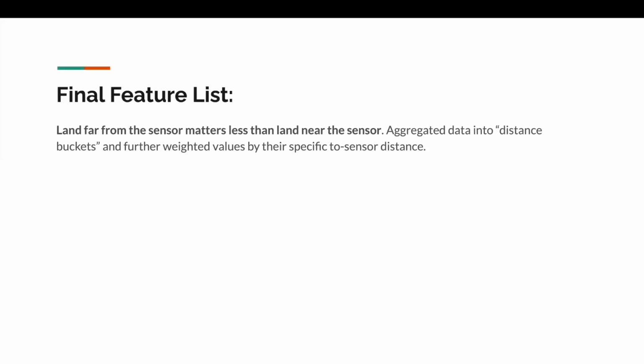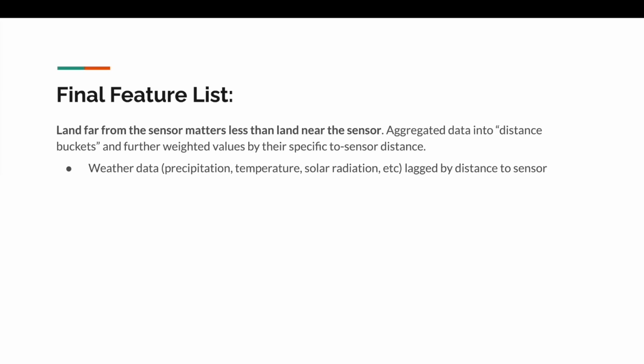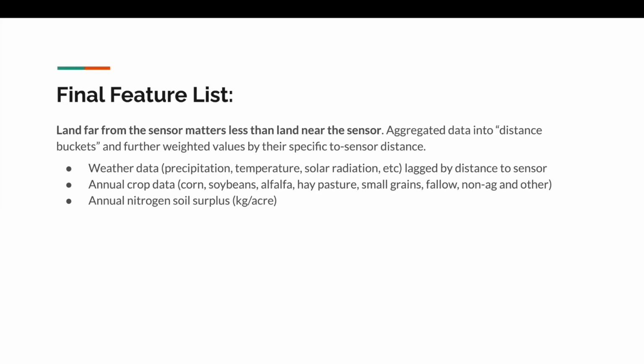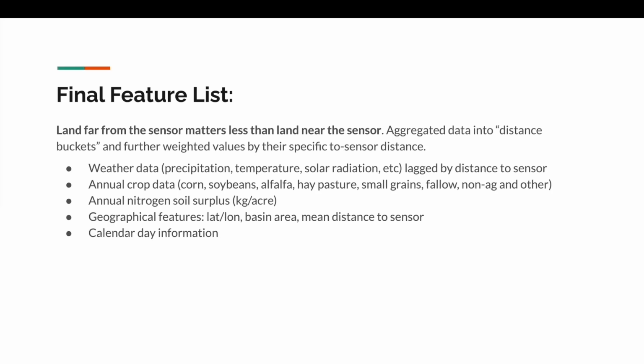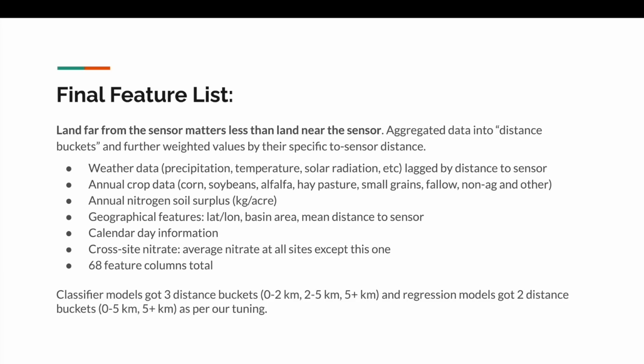Our finalized feature list consisted of daily weather data, stuff like precipitation, temperature, and solar radiation, annual crop data, annual nitrogen soil surplus data, geographical features like latitude and longitude, calendar information to help with seasonality adjustments, and average statewide nitrate values, giving us 68 total features. We found that grid cells near the sensors mattered far more than grid cells far away, so we accounted for this by aggregating data into near and far distance buckets and also by weighting values directly by distance.